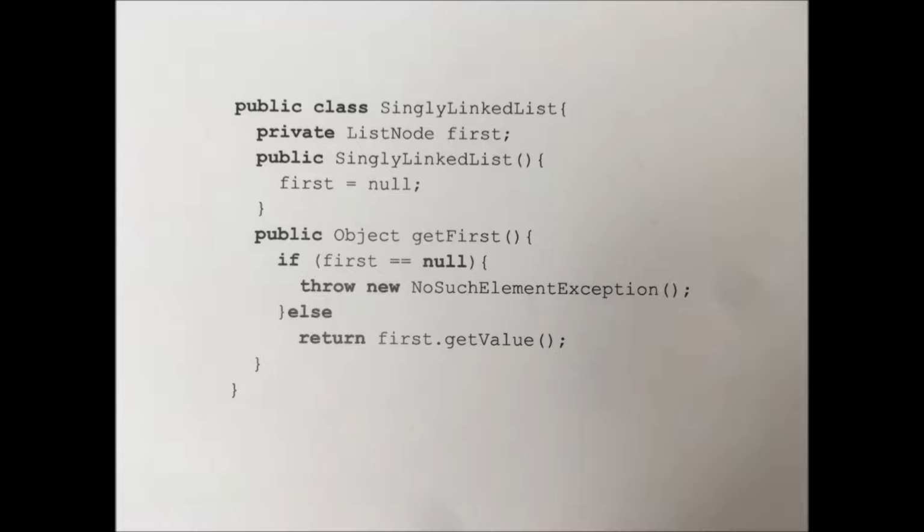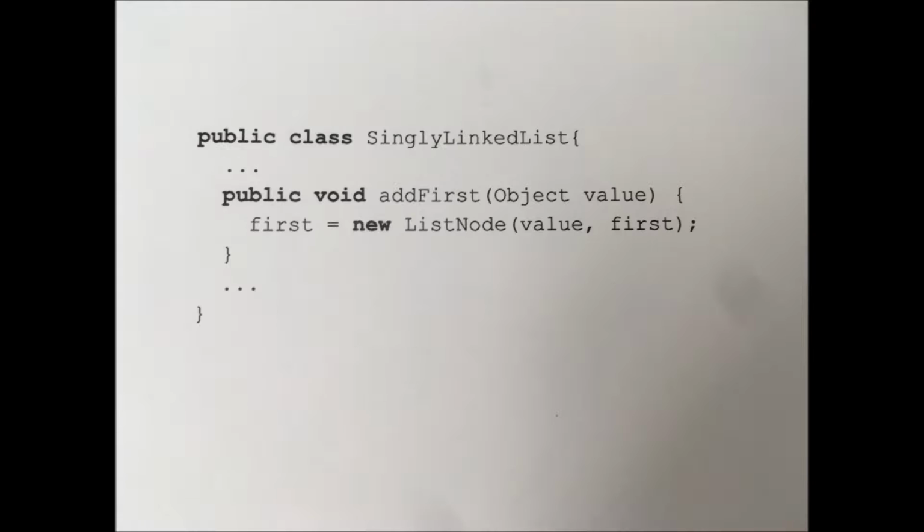The singly linked list class holds a reference, first, to the first list node, or null if the list is completely empty. Access to the first node is provided by the getFirst method. If the list is empty, a NoSuchElementException is thrown. Additional nodes are added to the head of the list with the addFirst method. When a new link is added to the list, it becomes the head of the list, and the link of the old list head becomes the next link.